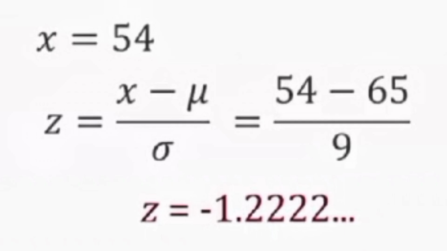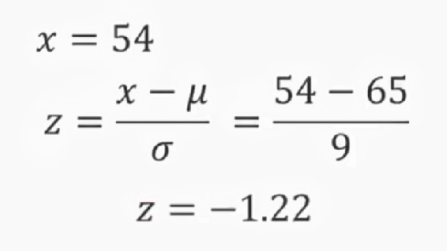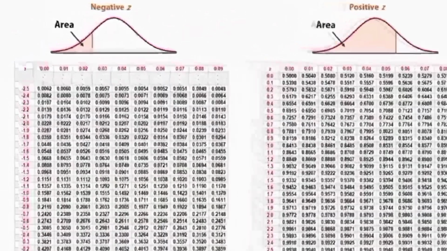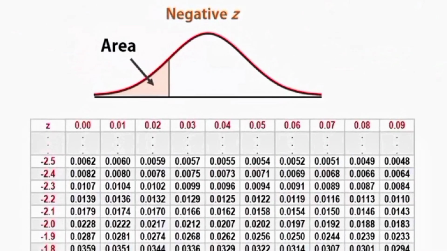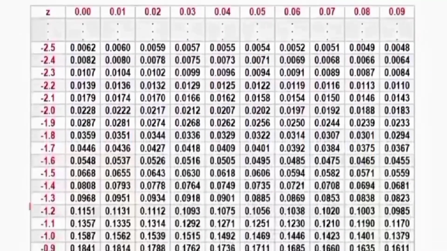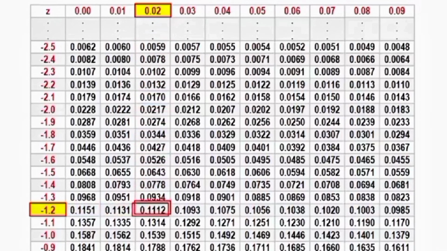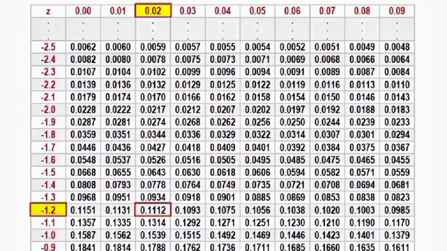This is also how you use the z-table using this solution. Since we're only using 2 decimal places, we have to round it off. So that will be the answer, negative 1.22. So our first step is to find negative 1.2, and then the second decimal, which is the 2. Where they meet is our answer, or the area that we are looking for. So that is how easy it is to use the z-table.